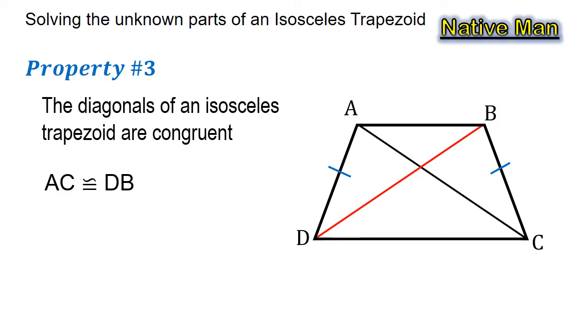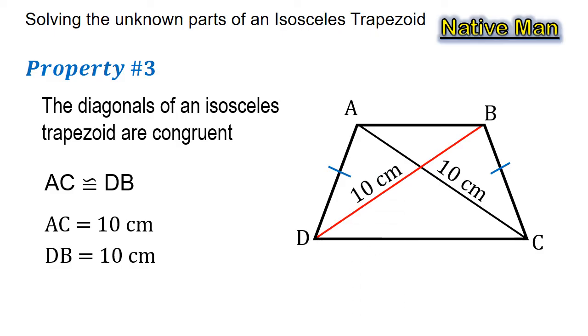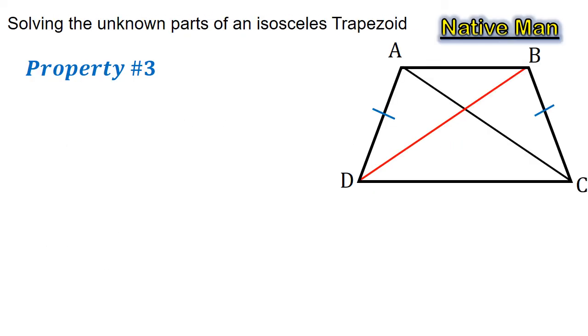So, bigyan ko lang po kayo ng simple background. If AC is 10 cm, ano po ba yung measurement ng diagonal DB? So, therefore, DB is equal to 10 cm also because the diagonals of an isosceles trapezoid are congruent or equal.